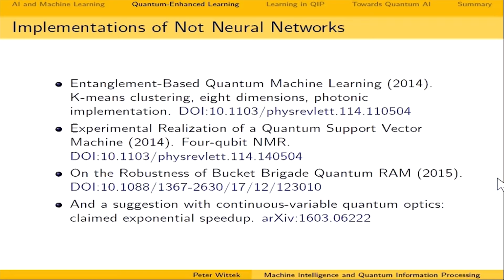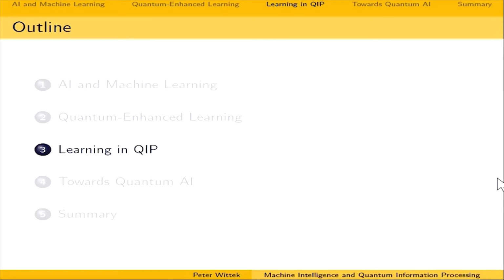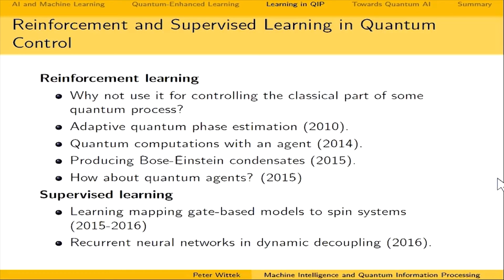Okay, so let's look at the other perspective. Now we want to apply machine learning in quantum info. There are very, very few papers on this. This is just a rough timeline. Barry Sanders was the first to do it. He came up with this idea in 2010 that, hey, why don't we use reinforcement learning and some heuristic search to do adaptive phase estimation? And then he had a few follow-up papers on that.